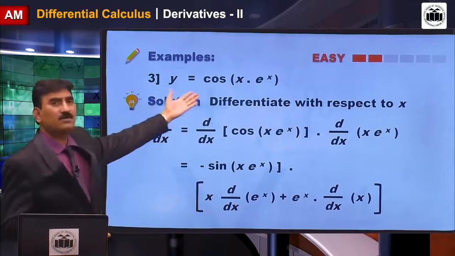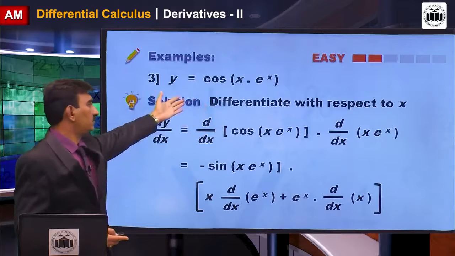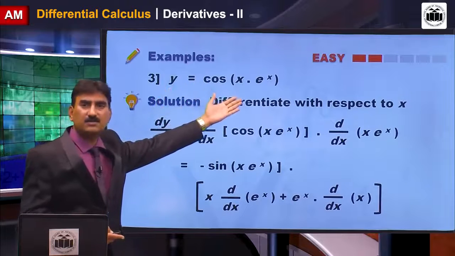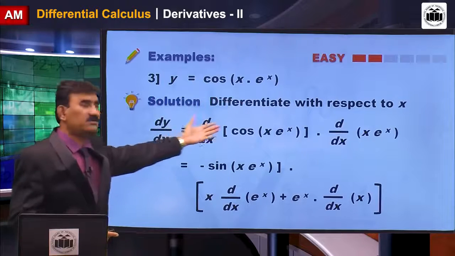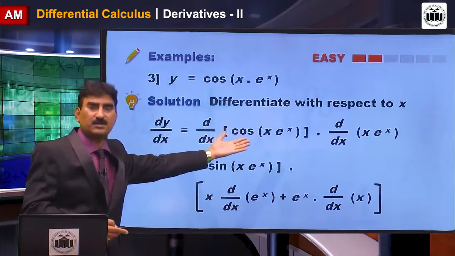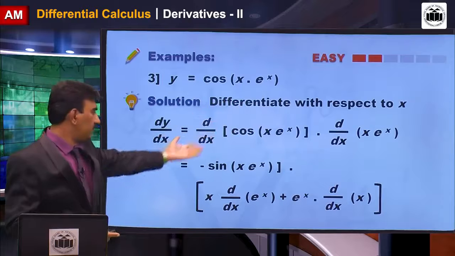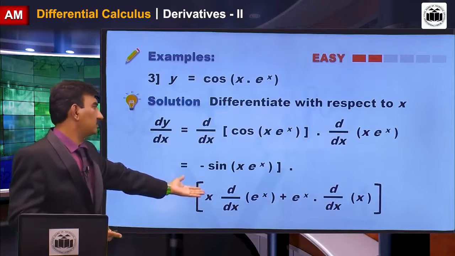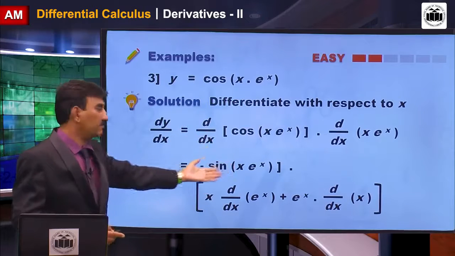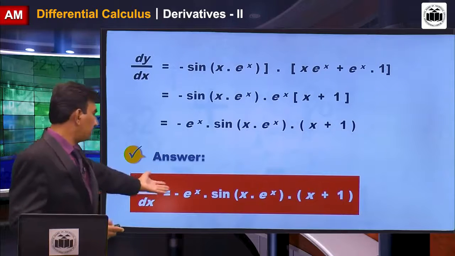Another example, y equal to cos of x into e raised to x. First function is cos. Another one is x into e raised to x. So first you differentiate cos, put x into e raised to x as it is, and then again you take derivative of x into e raised to x. Here is the solution. For x into e raised to x, we apply product rule. What is the final solution?